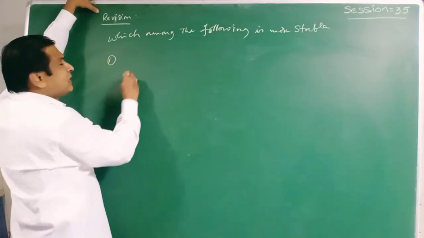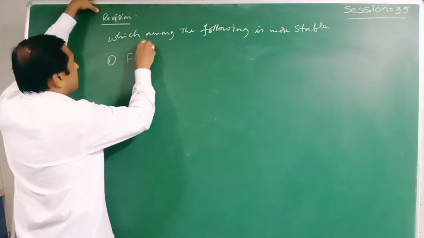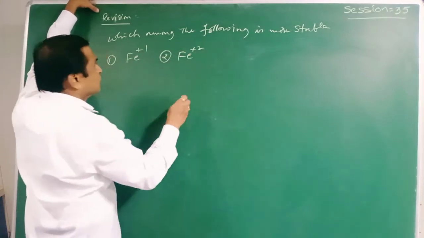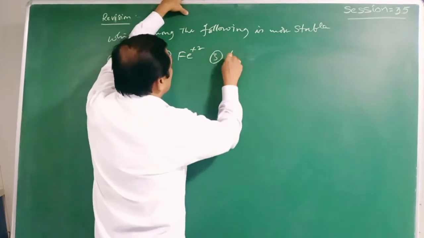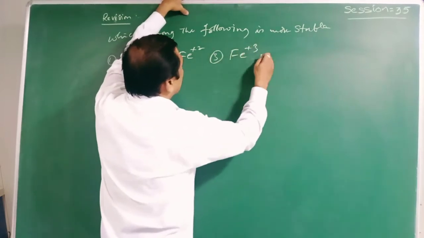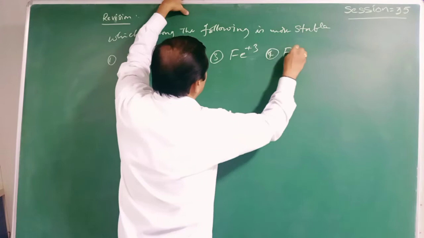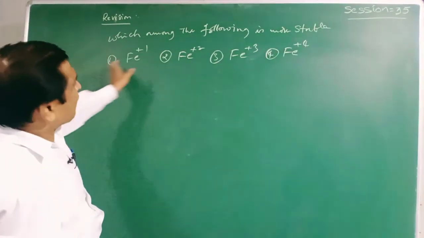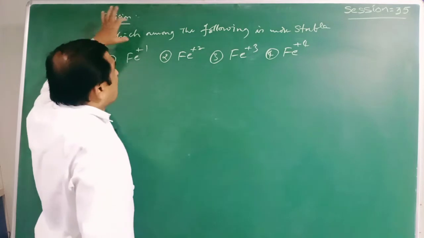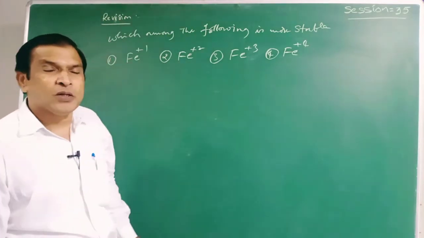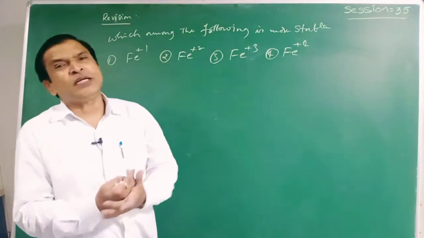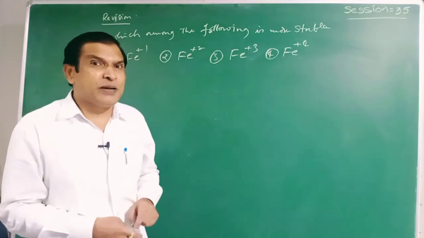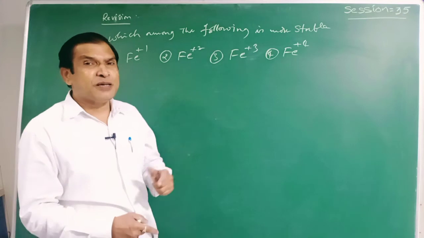First option, let us say it is Fe+1. Second option, Fe+2. Third option, Fe+3. Fourth option, Fe+4. Okay, like that we have 4 options. So which among the following is more stable? How can we explain the stability of ions or atoms? It is based on Hund's rule we explained.